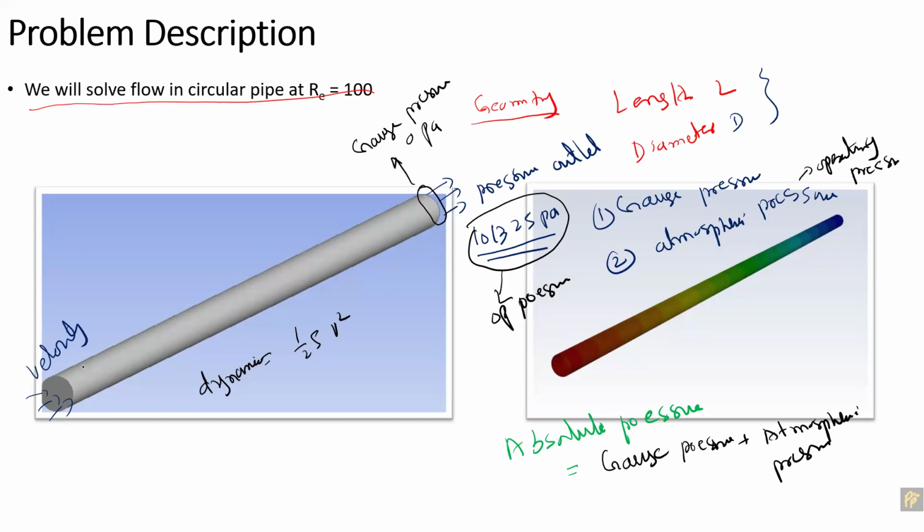So this pressure will drop throughout the pipe. It will drop to the zero gauge pressure from the beginning at the inlet to the outlet. Okay, I think this is clear. Any questions, please let me know.